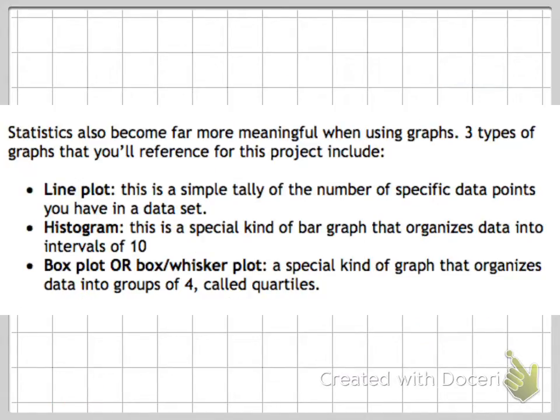There are also some other vocabulary words that we're going to talk about. Line plots are one. This is a simple tally of the number of specific data points you have in a data set. A histogram is a special kind of bar graph that organizes data into groups or intervals of 10. And then box plots, which are also called box and whisker plots, are a special kind of graph that organizes data into groups of 4 called quartiles. Box and whisker plots make really good pictures of understanding content.